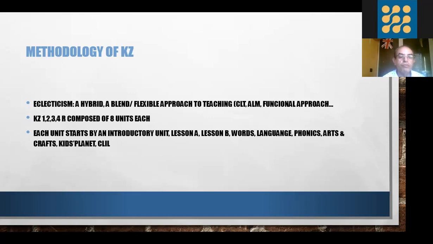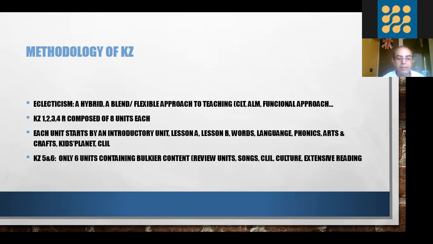Each unit starts with an introductory unit, lesson A, lesson B, then words, language, phonics, arts and crafts, Kids Planet, and CLIL. Whereas, on the other hand, Kidzone 5 and 6 contain only 6 units, containing bulkier content, review units, songs, CLIL, culture, and extensive reading.